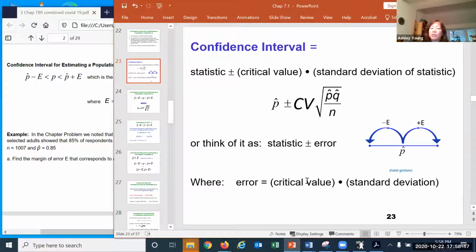So your error is equal to, again, your critical value times your standard deviation. Everybody good with that part? Do you understand what I'm saying? Let me explain it to you better.